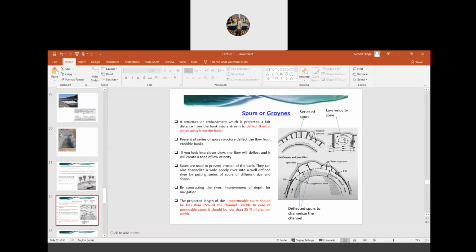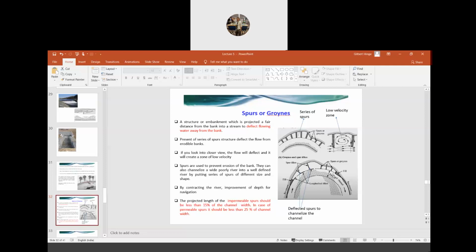Apart from that, spurs can also be used to channelize a wide, poorly shaped river into a well-defined river by putting a series of spurs of different size and shape. See here, initially this river is like this, right? It is very wide and is not in a proper shape. So if we put different kinds of spurs here, spurs may be like this, it may be in this kind of shape, okay?